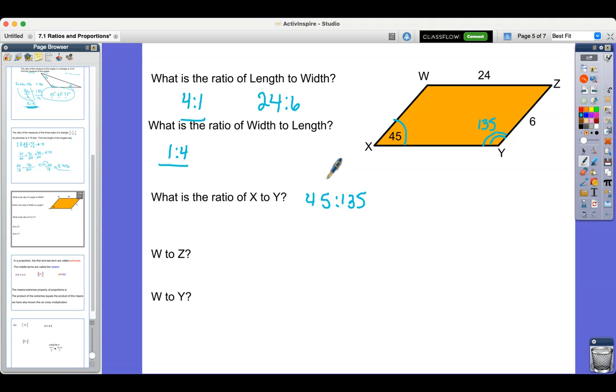Yes and no. This is a ratio, but it's not the final ratio. They do reduce. These actually both sides reduce by 45. You get a 1 to 3 ratio.